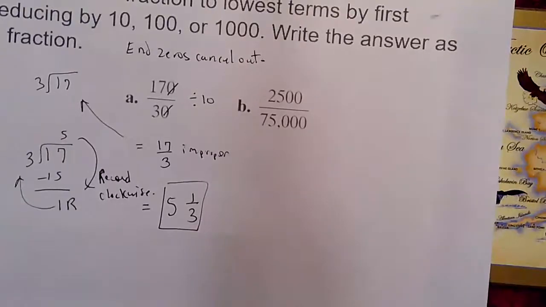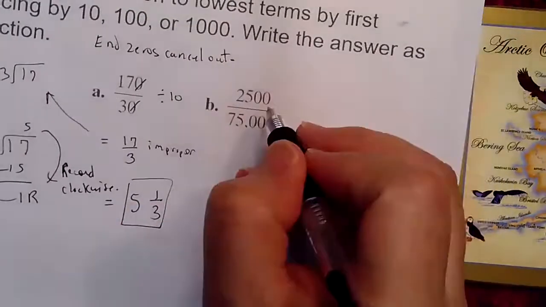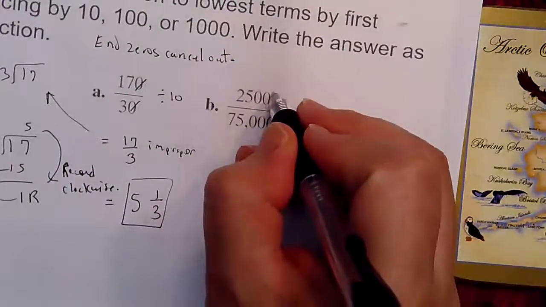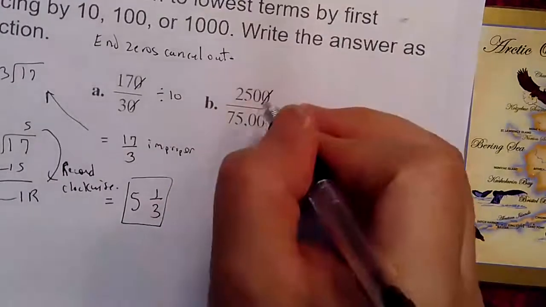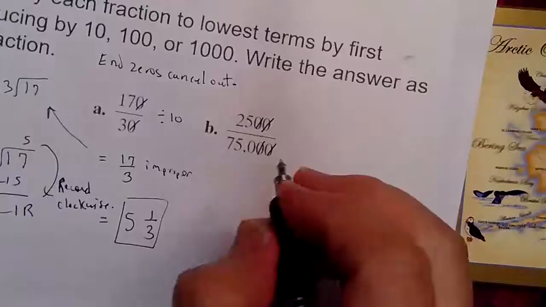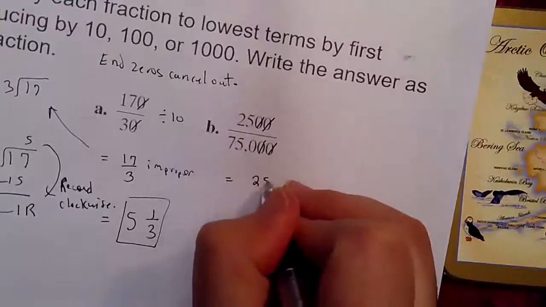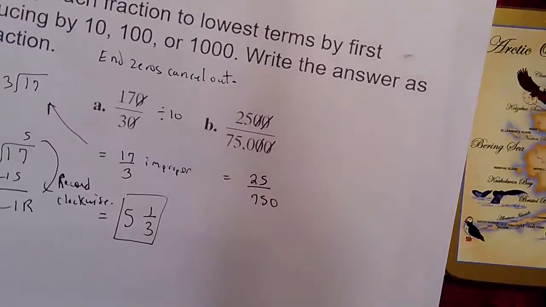So look at this last problem. Again, for every 0 in the numerator, I can cross out a 0 in the denominator. And so we can say we're starting off with 25 over 750. Okay, so that's allowed.